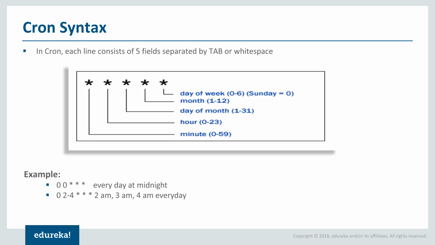So this gives you an example. If you see 0 0 star star star, that means every day at midnight. If you use the second option, 0 and then 2-4, it will trigger at 2 a.m., 3 a.m. and 4 a.m. every day, because you have mentioned star star star next. We have multiple examples of this. Before we move ahead, let's take a look at how triggering works in Jenkins.